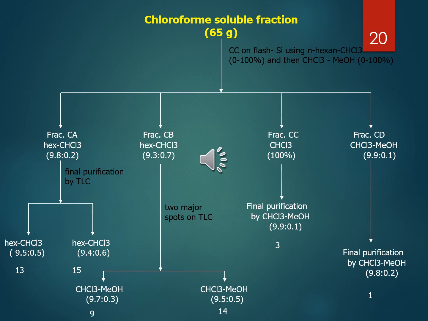The fraction CD is subjected to column chromatography over silica gel, eluting this column using the purity system 9.9 and 0.1% chlorphenol, and we obtain the final pure compound, compound number 1. The organic purity system we used for this compound is 9.8 and 0.1% chlorphenol.